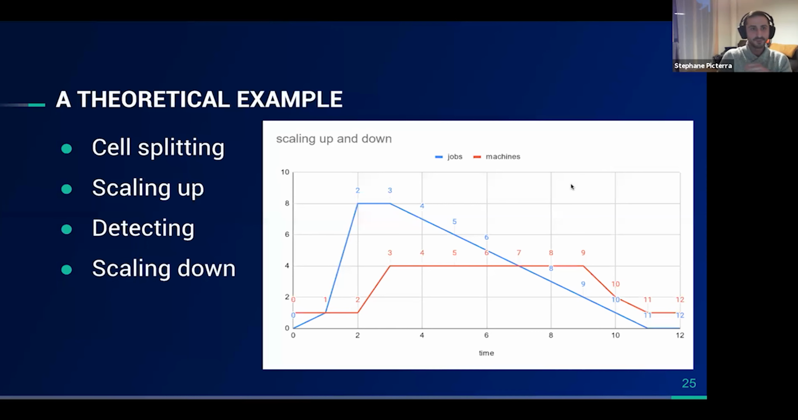Now I can go into a theoretical example of how we scale when large jobs arrive. Here the blue line is the number of jobs on our work queue, and the red line is the number of machines that we have in our cluster. So at time 1, let's say a job arrives, a worker picks it up and starts to split it into cells. And at time 2, we can see that we've enqueued a lot of new jobs. So the work queue is becoming crowded.